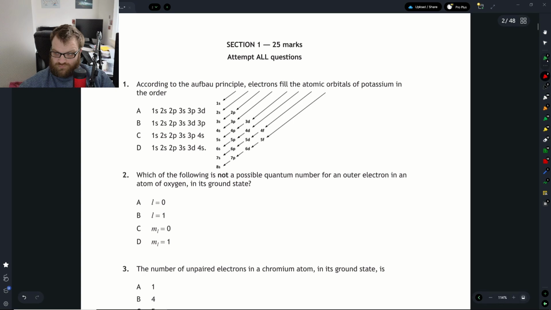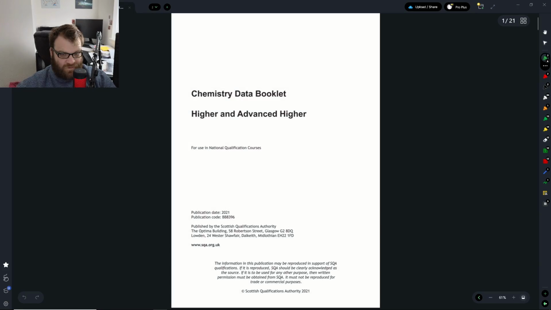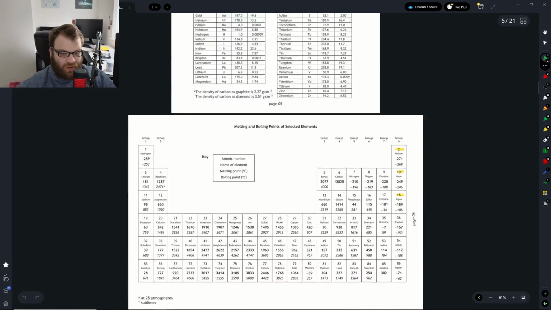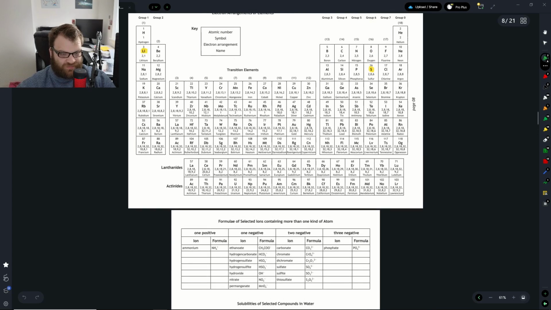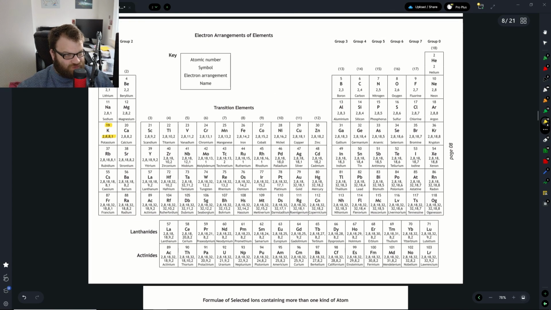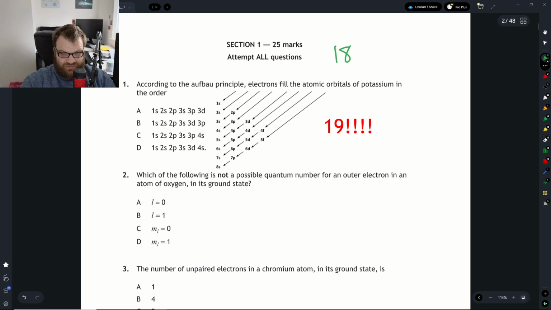Next, we need to check how many electrons potassium has. You can get this from either its atomic number or from its electron arrangement in the data booklet. We have 19 electrons in total. We have 18 electrons to fill up. That means we're going to have 1s2, 2s2, 2p6, 3s2. That takes us up to 12 at the moment.